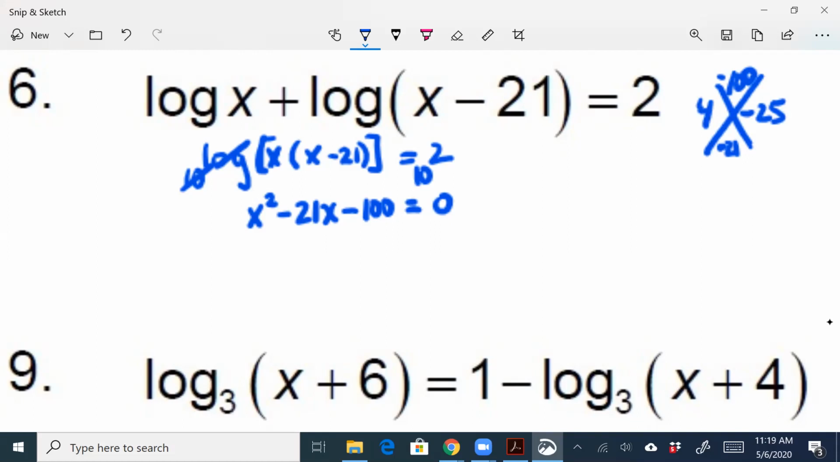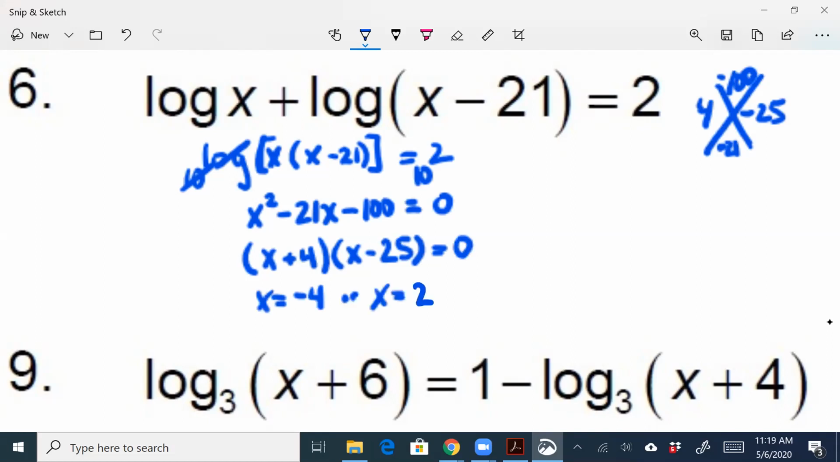So our numbers, x plus 4 and x minus 25 equals 0. And here x equals negative 4, or here x equals 25.